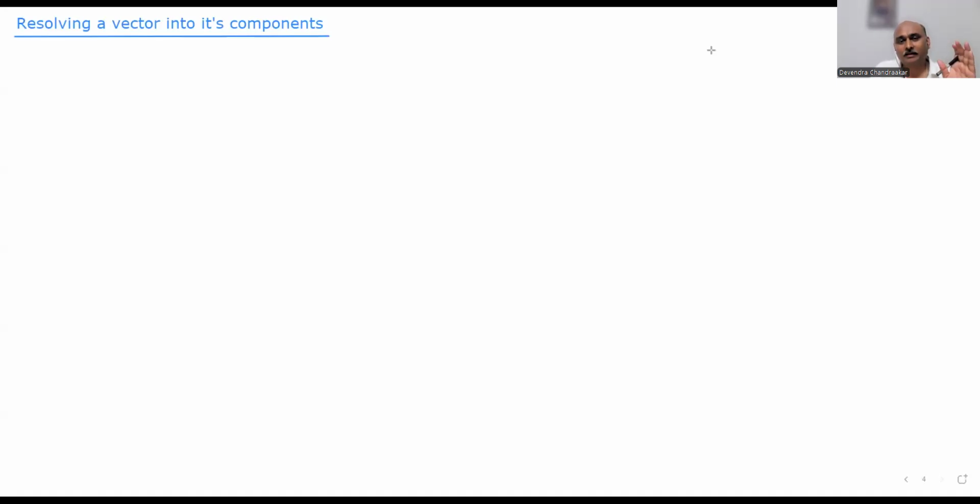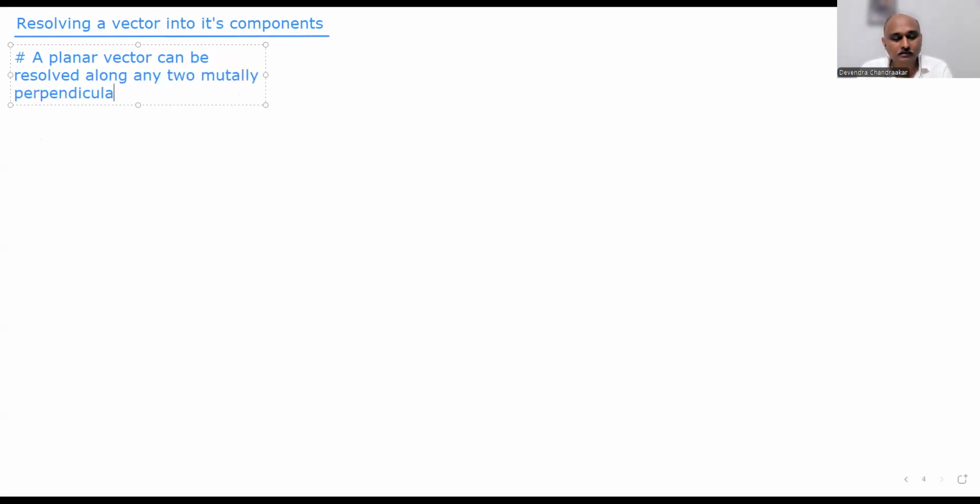So this is the beauty of resolving a vector. This is what is resolving into its components. We are disassembling it, we are assembling it, right? So here also we resolve a vector into its components. We are talking about planar vectors, right? So a planar vector can be resolved along any two mutually perpendicular and coplanar lines.